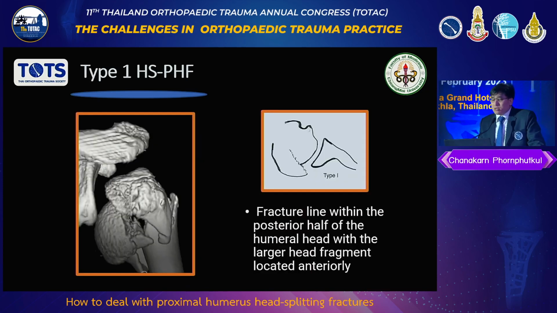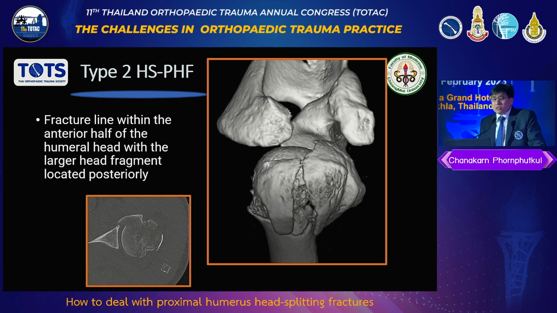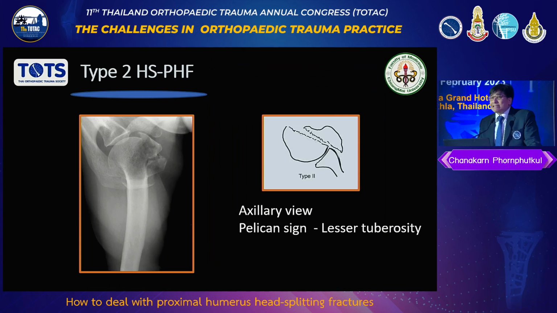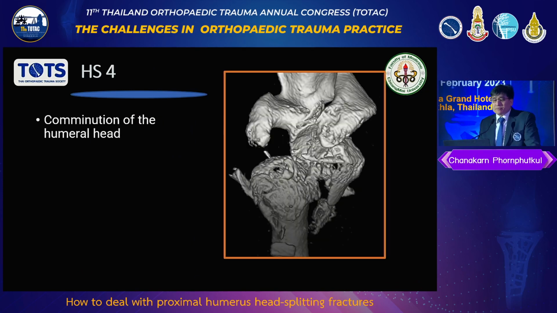Type 1, in which the fracture line occurs in the posterior half of the humeral head, that leaves the larger fragment in the anterior part. In this kind of case, you will see the pelican sign on the AP view. The type 2 is a fracture line located in the anterior half of the humeral head. Now the larger fragment is located posteriorly. You will see the pelican sign on the axial view. For the type 3, there's a central fragment free or loose on the humeral head. And the type 4 is a severely comminuted humeral head.